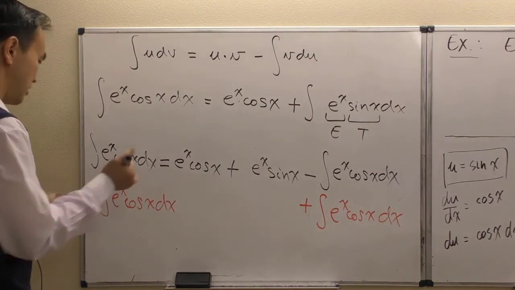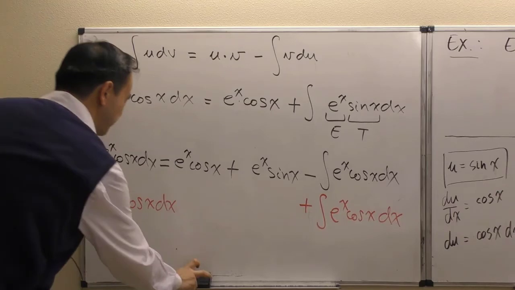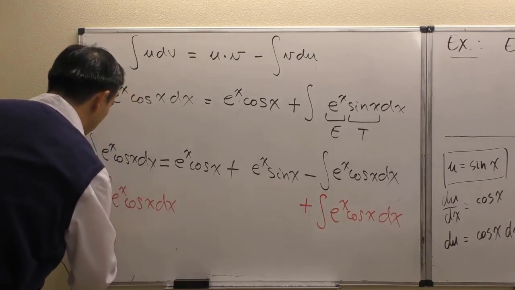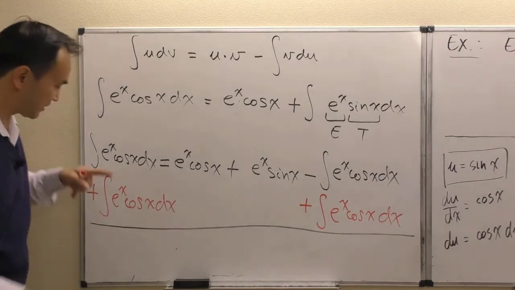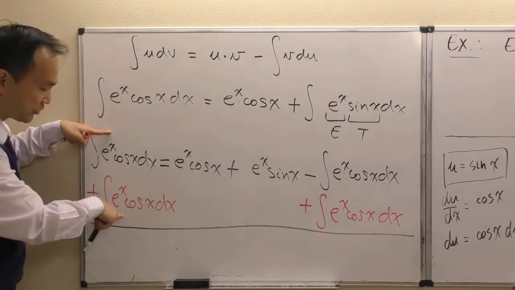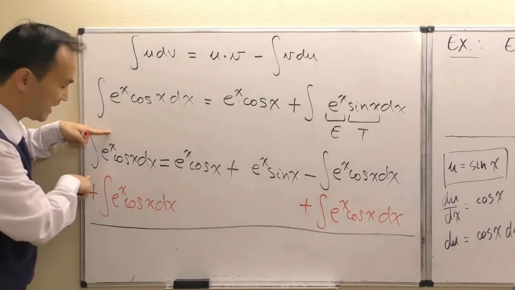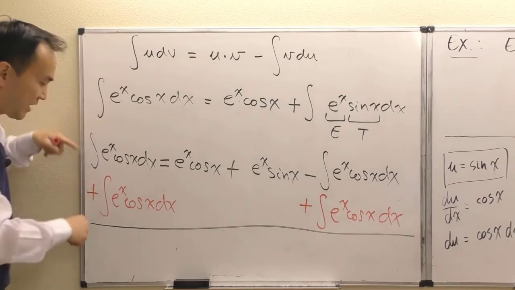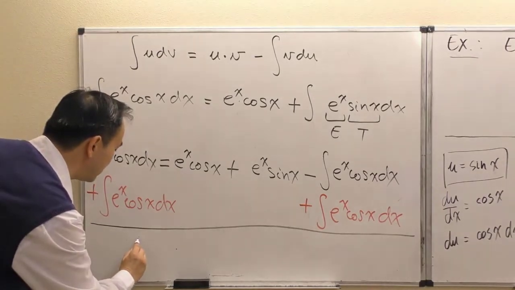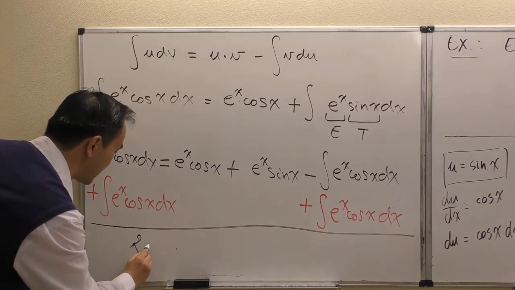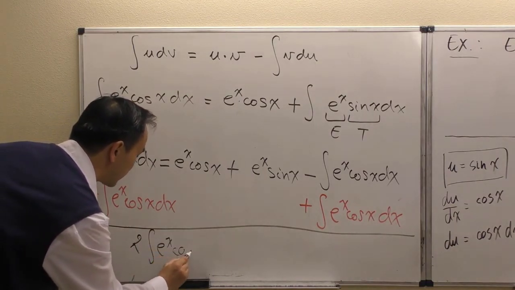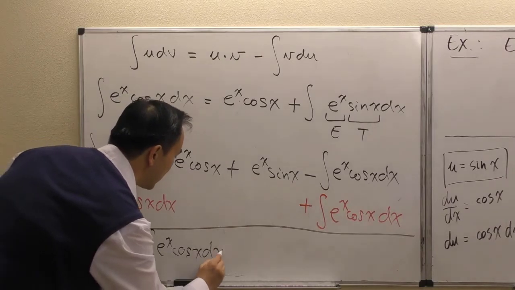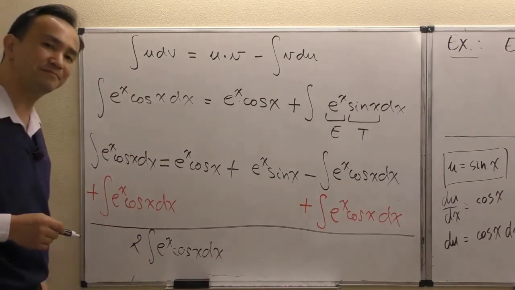All right, so in the next step, I'm going to have to write it at the lower side of the board. On the left-hand side, these two are identical terms being added, and so that means I'm producing 2 times the expression integral of e to the x cosine of x dx. That's the left-hand side.